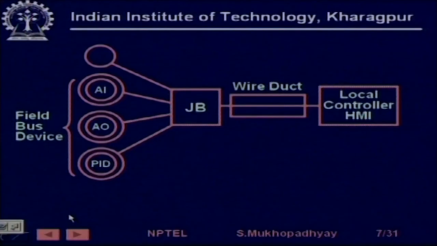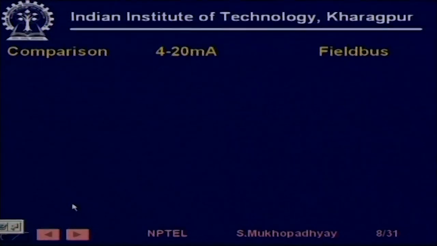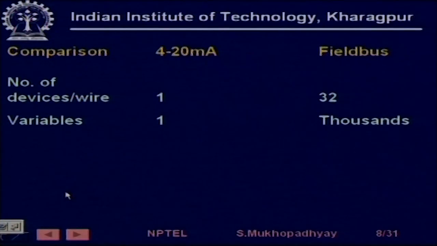There is, of course, digital communication, but there is a further advantage which comes because you have a network bus. We are going to look at that. Before we do that, here is a comparison between 4 to 20 milliampere, which is a pretty old analog technology, with Fieldbus. In 4 to 20 milliampere, the number of devices per wire is 1. Sometimes you can connect some devices in series. In a Fieldbus, you can connect a large number of devices, and these can be further increased by using repeaters and other things.